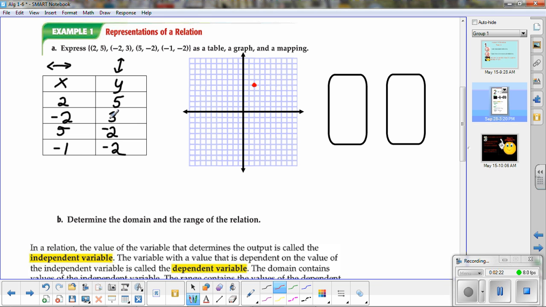Negative 2, 3, I'm going to go to the left 2 since it's negative 2, and then go up 3 since it's positive 3. 5, negative 2, I'm going to go to the right 5 and then down 2. And then negative 1, negative 2 is going to go to the left 1 and down 2 since they're both negative.